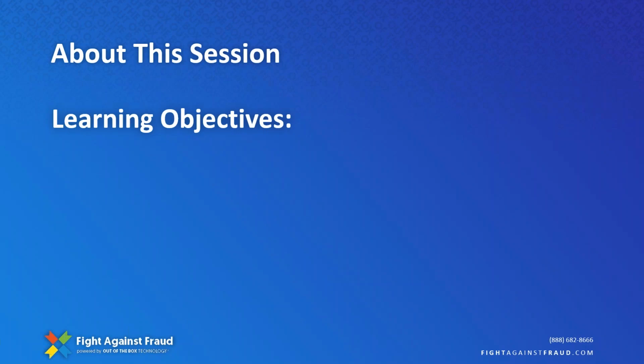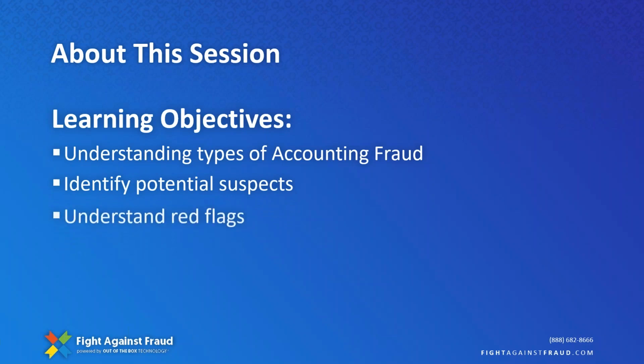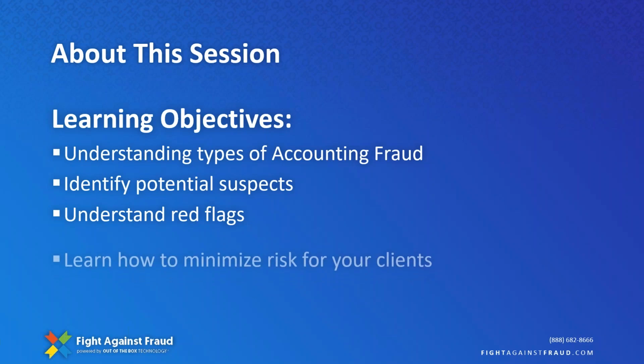So what the heck are we going to talk about anyway? Our learning objectives today: understanding types of accounting fraud. There's certainly occupational fraud, tax fraud, and accounting fraud. There are so many different ways that people unfortunately are stealing from others. We'll talk about identifying some of the potential suspects that we may want to keep our eye on, who they are, and what we should be doing in identifying them. What red flags might we come across that would indicate a potential fraudulent act or potential future fraudulent act? We'll talk about some red flags there.